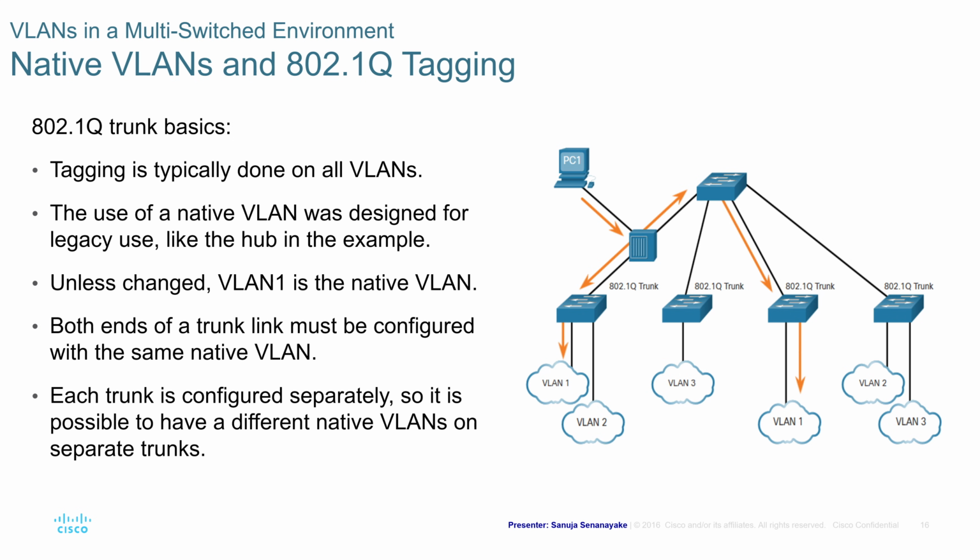Both ends of the trunk link must be configured with the same native VLAN, or that trunk link is not going to work. Each trunk is configured separately, so it is possible to have different native VLANs on separate trunks. Those are the key features of 802.1Q VLAN tagging, and we will discuss this in further detail in the next few slides.